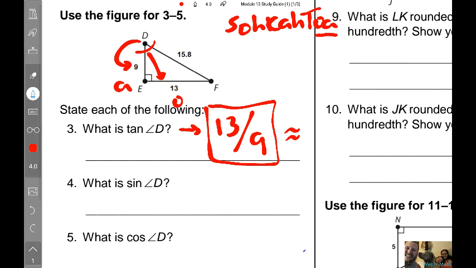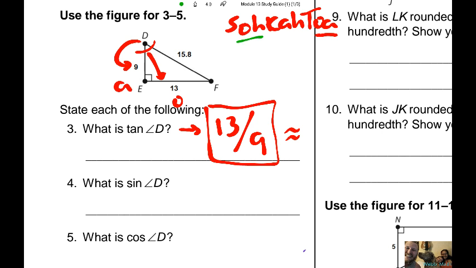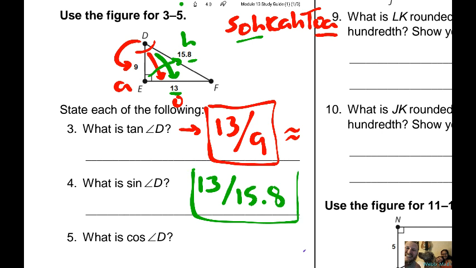All right, now sine of angle D. Let me use a different color. We'll go green here. Sine again is O, opposite, which we already said is 13, over the hypotenuse, and remember the hypotenuse is always going to be across from the 90 degree. So opposite over the hypotenuse. Again, you can leave your answer like that, that's fine. Just remember which one's which.